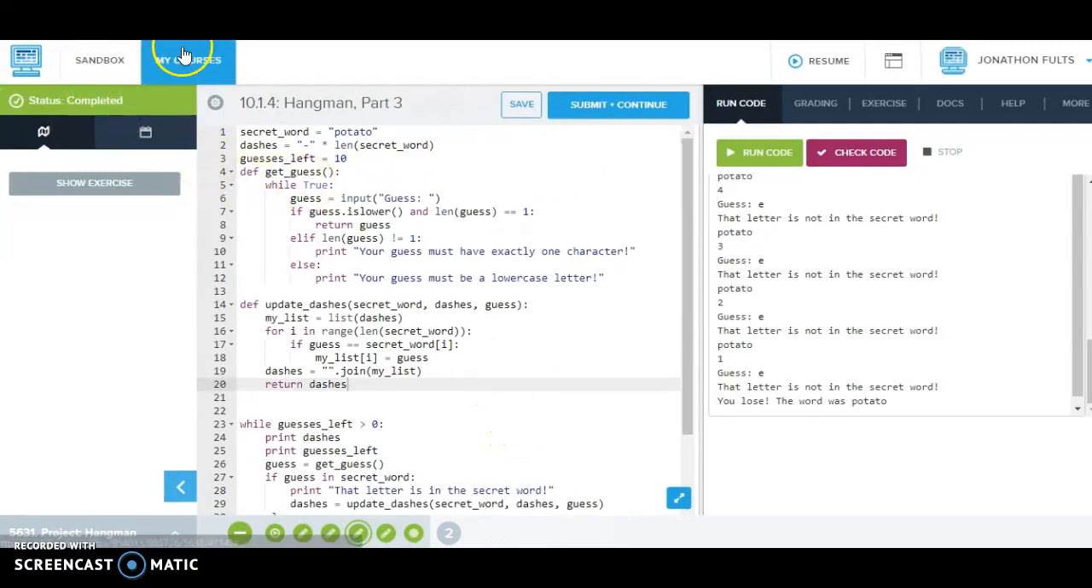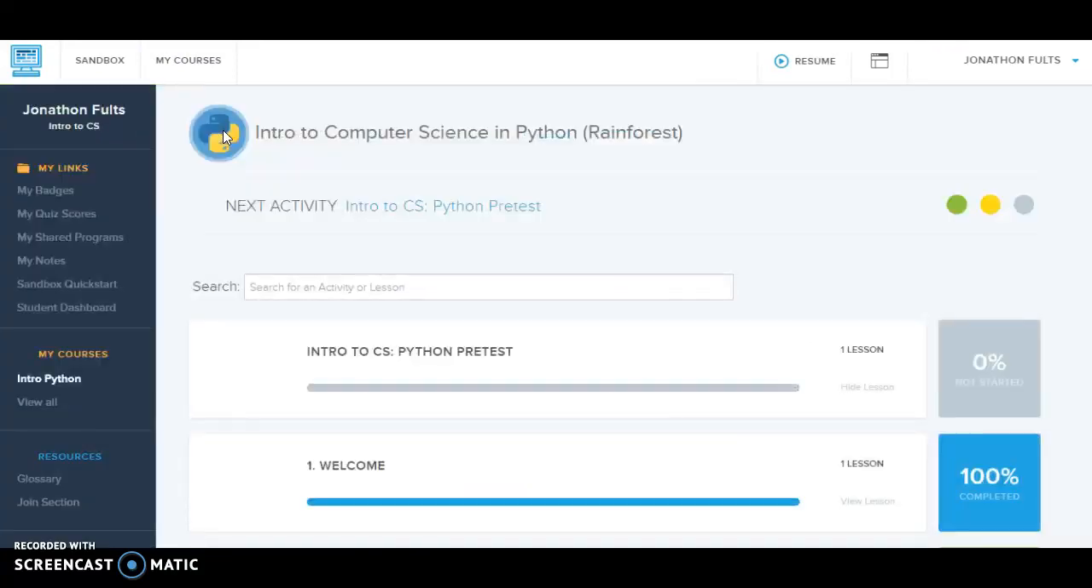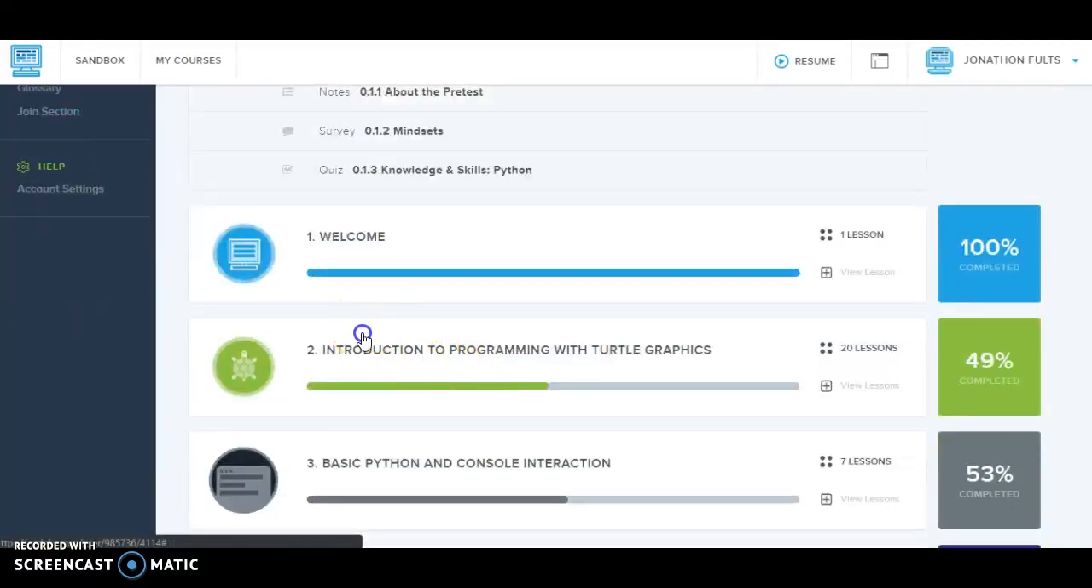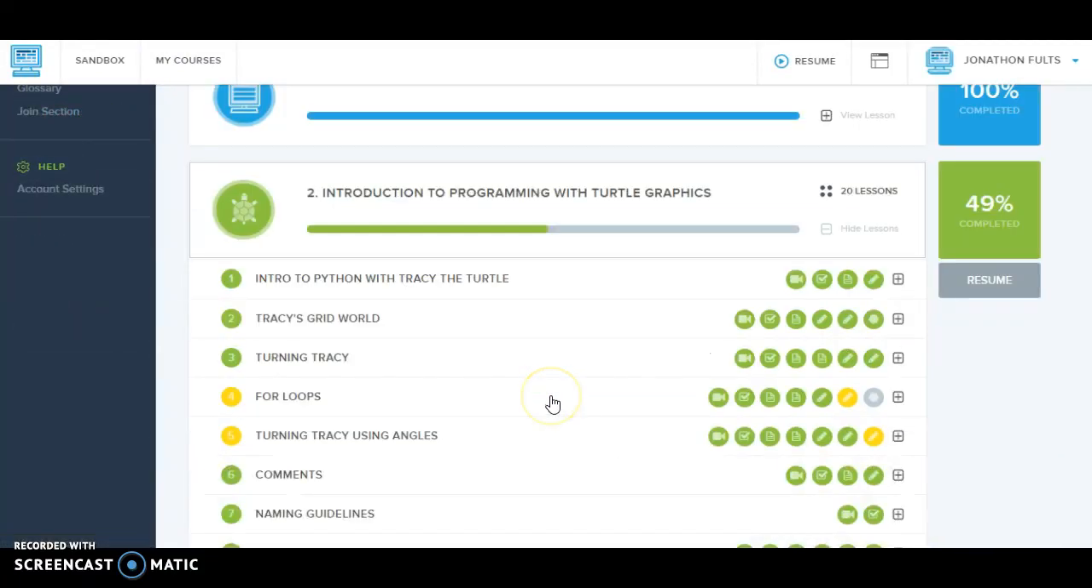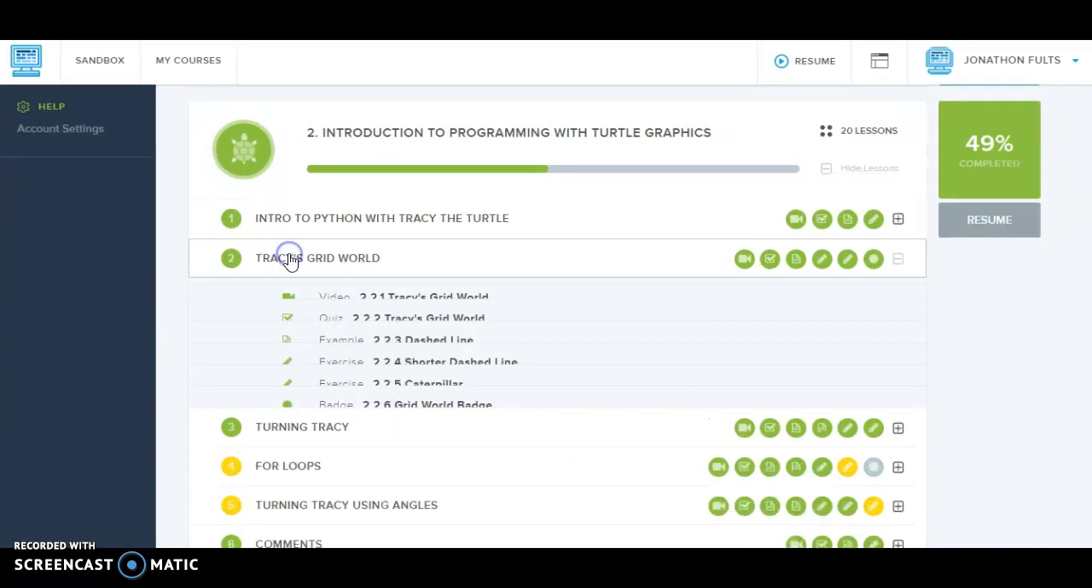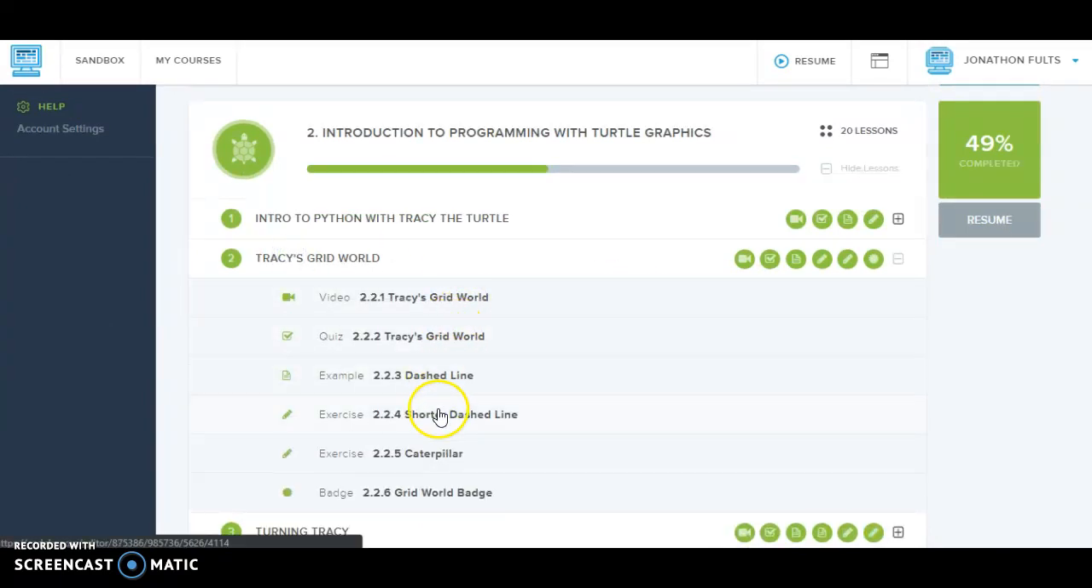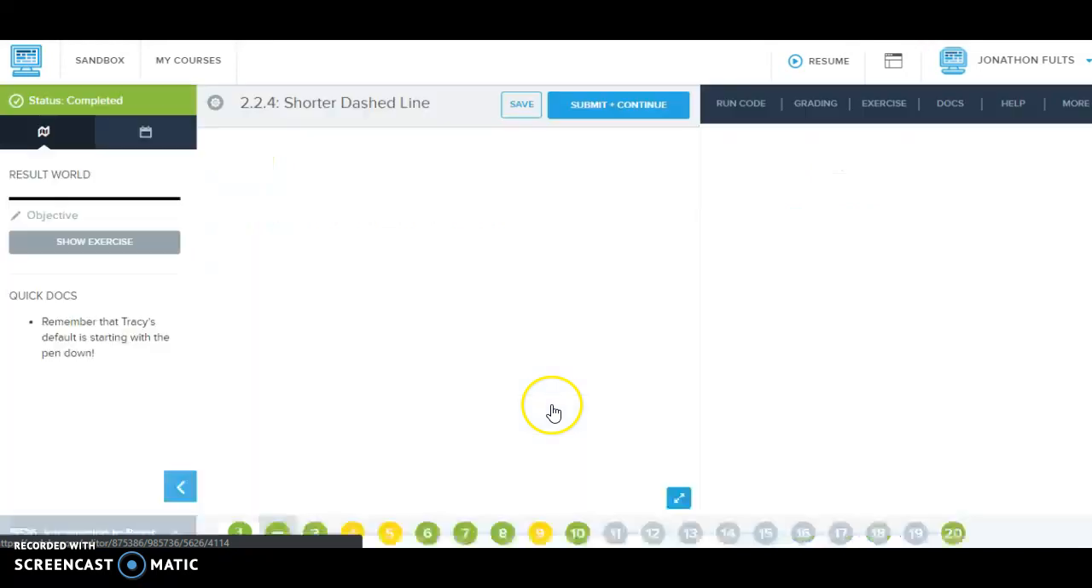Alright, you know what? Let's just drop back into Tracy. Do some stuff. 49% completed. Bam. Shorter dash line.